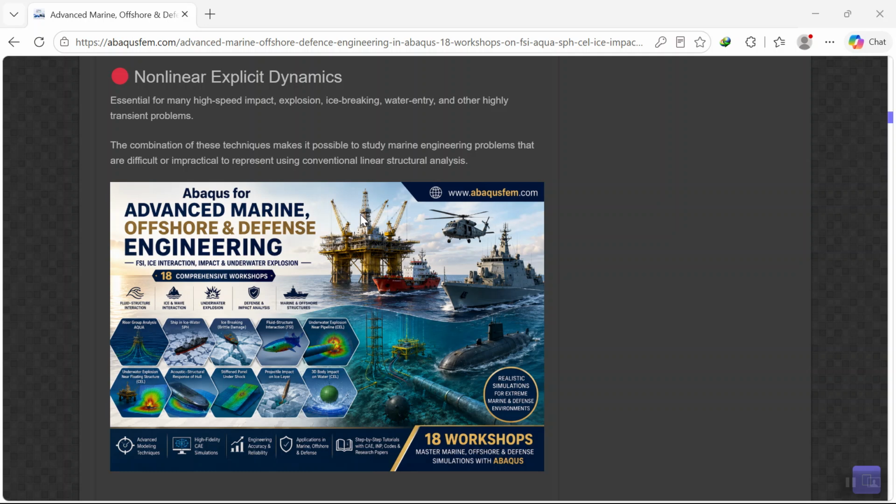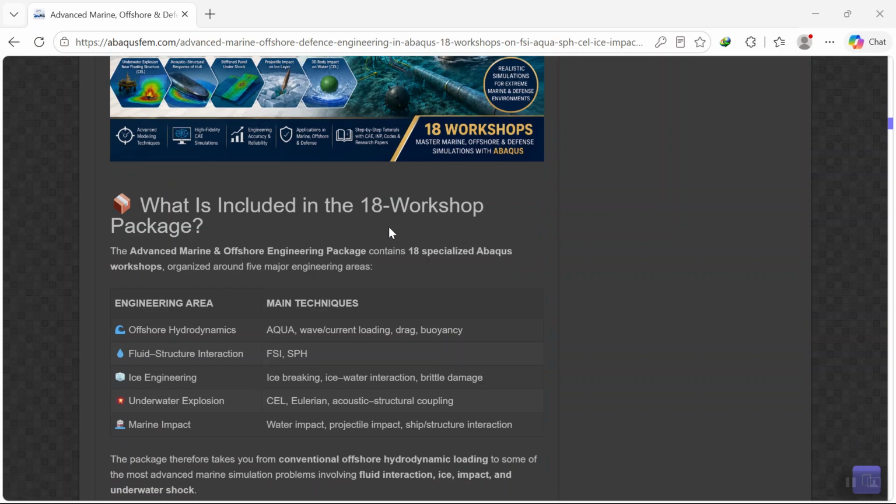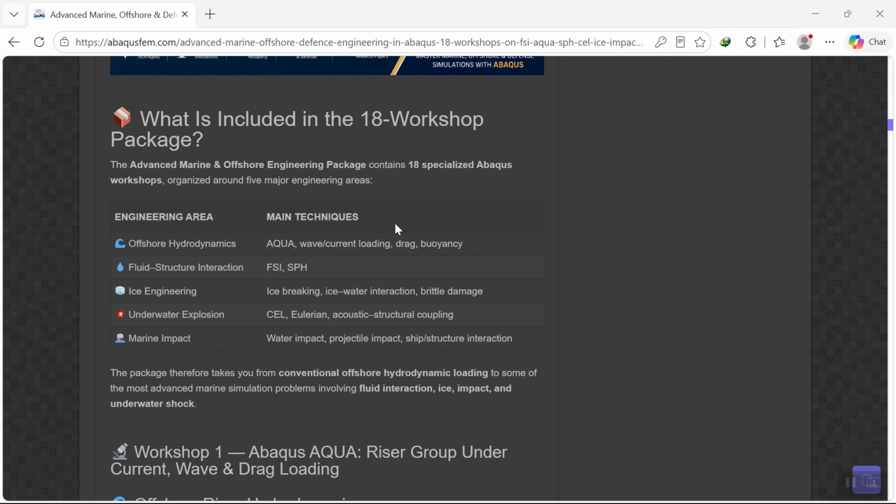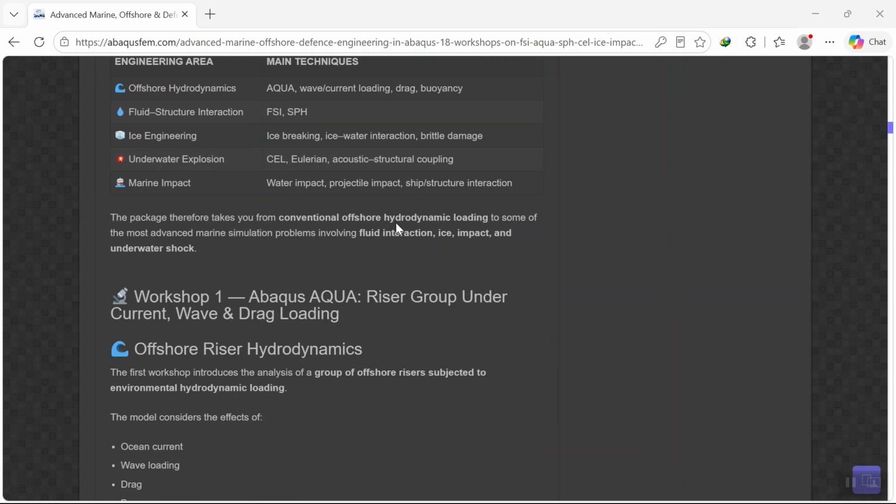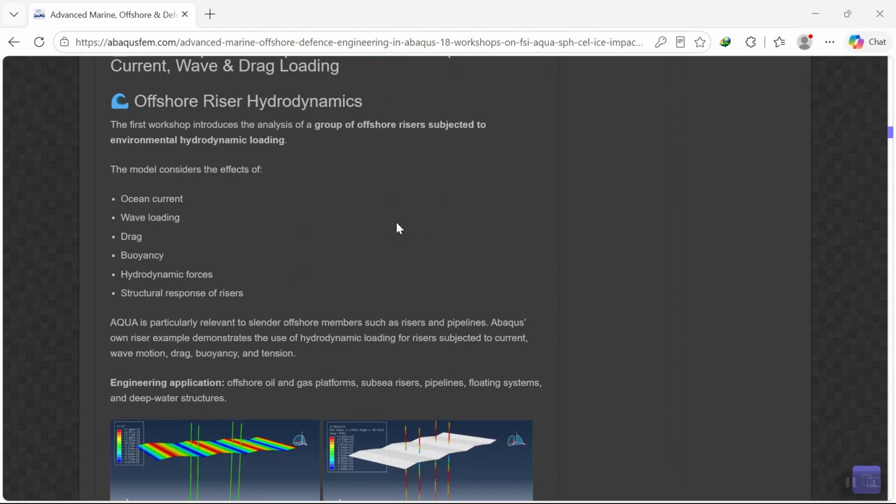One of the most important things about advanced simulation is understanding that there is no single numerical method that is ideal for every engineering problem. For example, offshore risers and structures may require a specialized hydrodynamic loading approach. Highly deformable fluid problems may benefit from SPH. Problems involving severe deformation, fluid interaction, or explosion may require CEL or Eulerian methods. An underwater shock problem can require acoustic structural coupling or other specialized dynamic approaches.